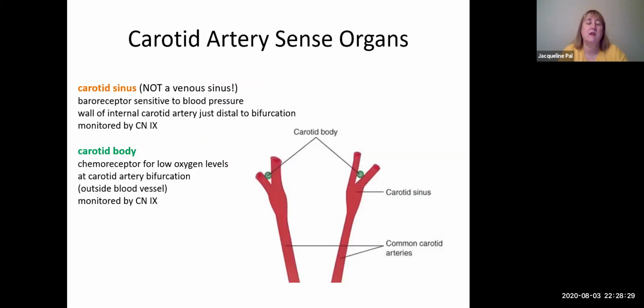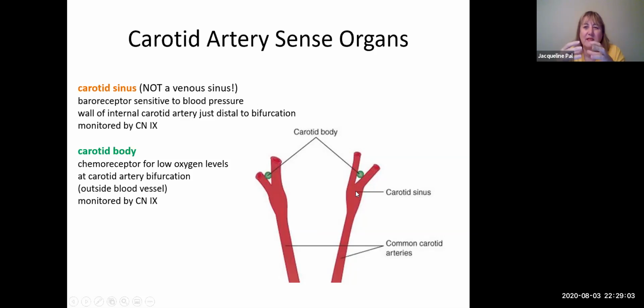I do want to talk about the carotid arteries and the arch of the aorta in more detail because there are some unique characteristics to them. In our carotid arteries, we have 2 sense organs. The first one is called the carotid sinus. Now, this is not a venous sinus. I don't know why it's called the carotid sinus, but it's called the carotid sinus. And basically, this is the wall of the internal carotid artery just at the area of the bifurcation. It bulges out a bit.